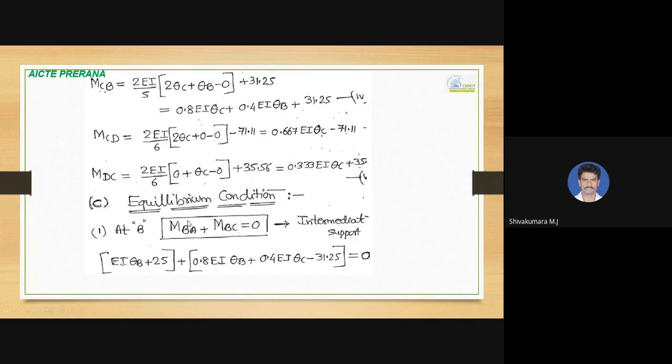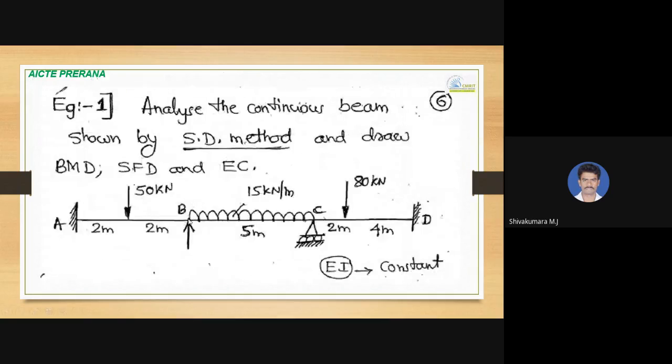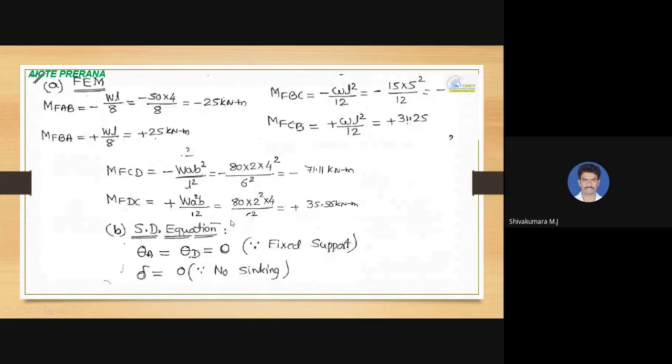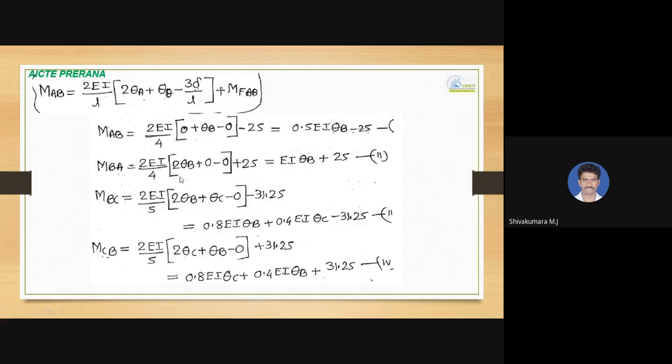After getting 6 equations, we can apply the compatibility condition or equilibrium condition at the intermediate supports. So here the intermediate supports are B and C. At B, you can apply MBA plus MBC equal to 0. You just have a look at which are the unknowns in MBA and MBC. See here, MBA, that is EI into theta B plus 25. Theta B is the unknown. And in MBC, theta B and theta C are the unknowns. So in this equation, 1 is unknown. In this equation, 2 are unknown.